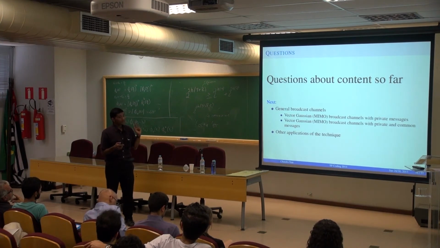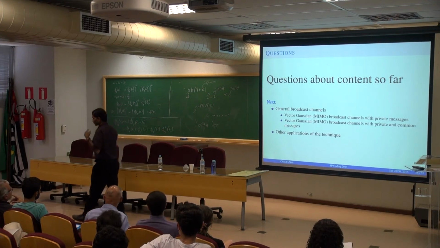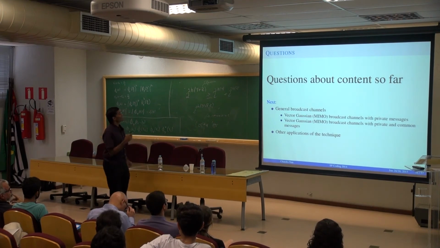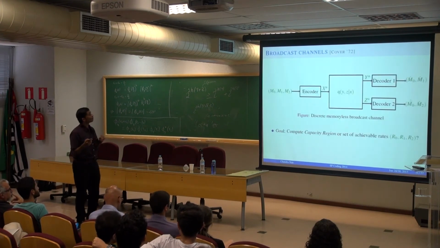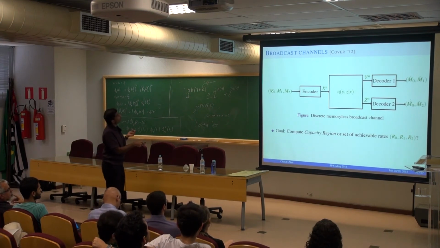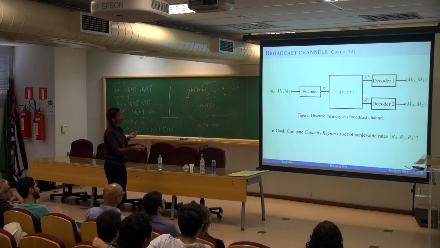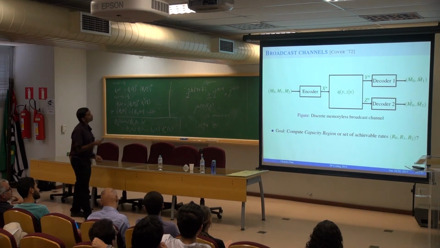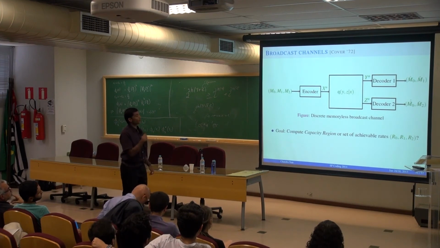I know next Friday's talk is the last talk of the workshop, so there might be a lot of people who may not come and who may be too tired. So let me just tell you at least the problem definition, and then I'll come back and repeat it on Friday. What is the problem definition? What is with common message? Common message means that there are three messages. M0 is required by both, M1 is required by one, and M2 is required by two. So this is the broadcast channel with common and private messages. And your goal is to compute the capacity region, or the set of achievable rates R0, R1, R2.